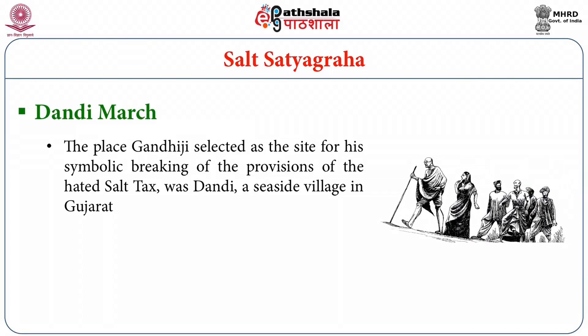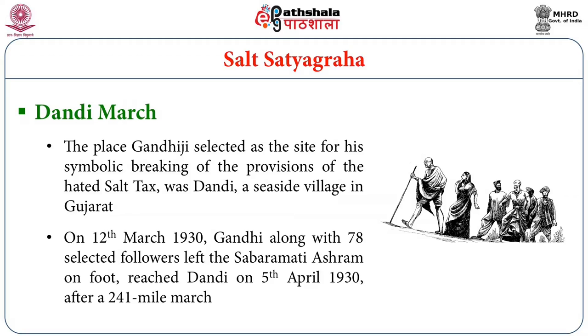Now we may shift our discussion to what is Salt Satyagraha, when it started, where it started, what were the efforts and its results. The place Gandhi selected as the site for his symbolic breaking of the hated salt tax was Dandi, a seaside village in Gujarat. On 12th March 1930, Gandhi, along with 78 selected followers, left the Sabarmati ashram on foot and reached Dandi on 5th April 1930 after a 240-mile march.